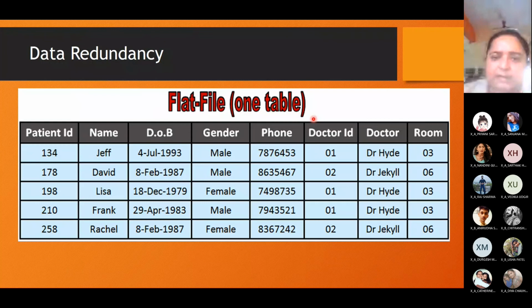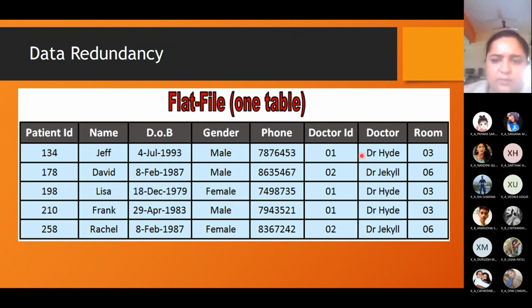Data redundancy, that is data repetition. Just take a look at this particular table over here, which shows patient ID, name of the patients, date of birth, gender, phone number, and the doctor who is attending that particular patient, right? Now over here you can see that doctor ID 01, Dr. Hyde is the name of the doctor whose ID is 01. So wherever Dr. Hyde is attending a patient, his record is inserted and his complete data is repeated.